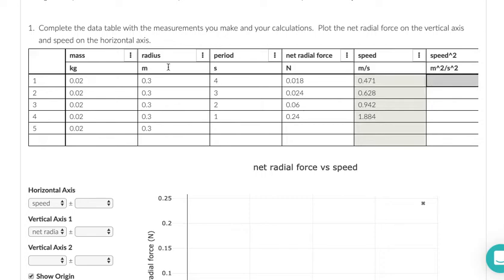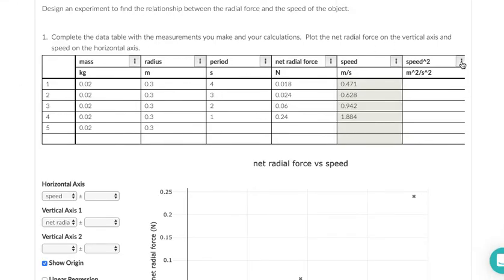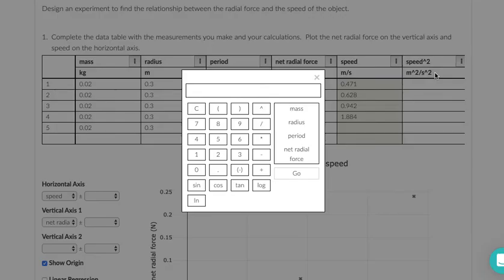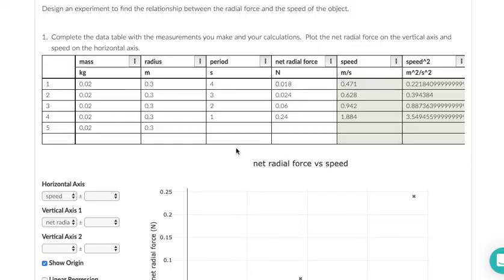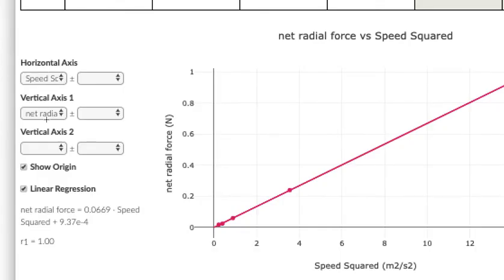And now we could go ahead and punch those into the calculator twice, or we can come up with a formula. So we'll change the formula and we'll make this speed times speed, which will make speed squared. You hit go and it fills those in for us. Now we can take our horizontal axis down here and change it from speed into speed squared. Now that we have a radial net force versus speed squared graph, you notice that the slope is linear.